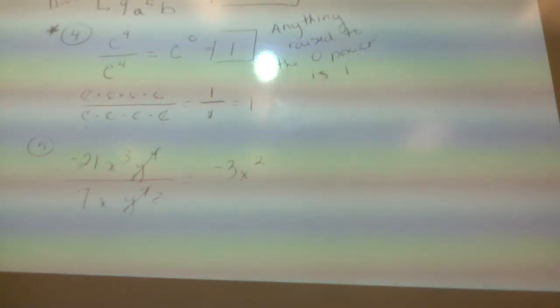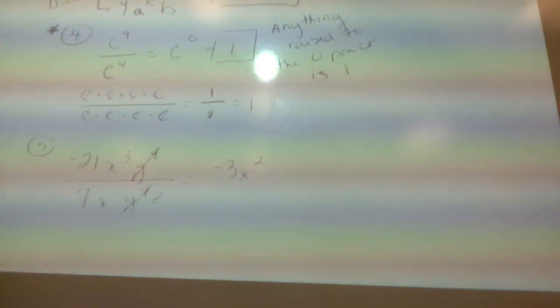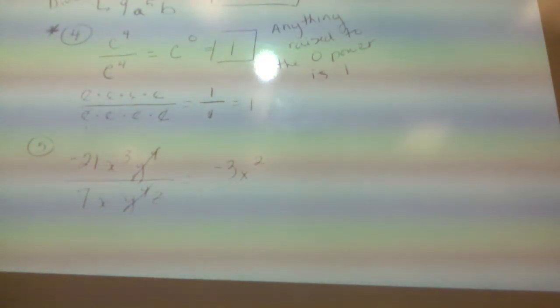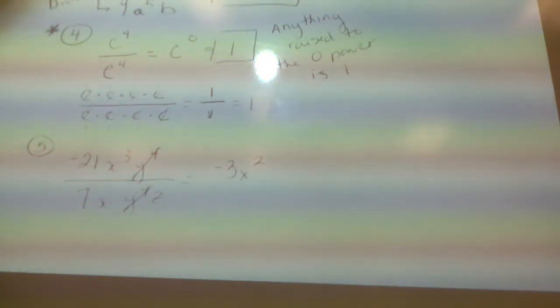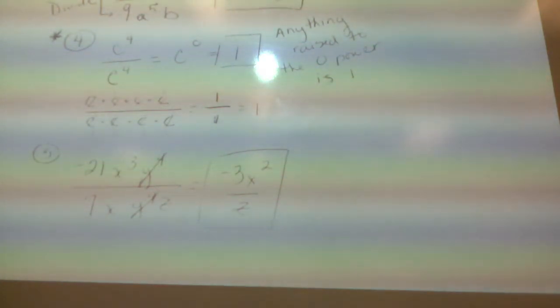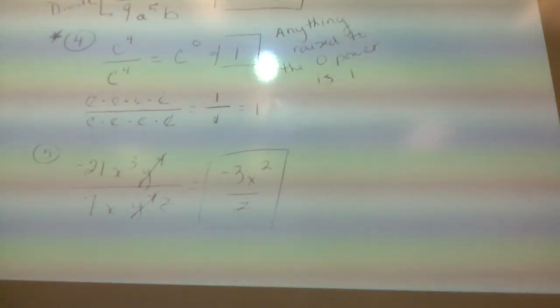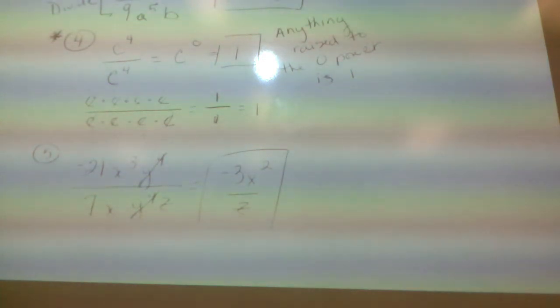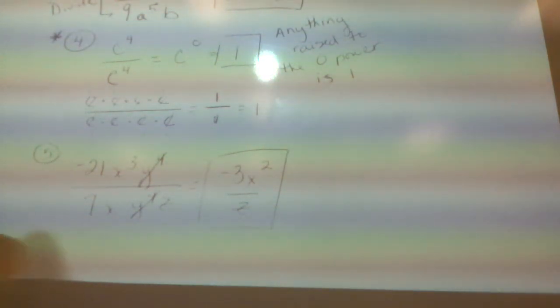Now I've got this z hanging out in the bottom. If the same variable isn't up top for you to subtract exponents, that variable has to stay where it is. Since it's in the denominator, that's where it's going to stay. That means my answer is going to be a fraction. You can't just move variables between the numerator and denominator. If you cannot do anything with the exponents, they're going to stay as is. So our answer is negative 3x squared over z. Number 6.